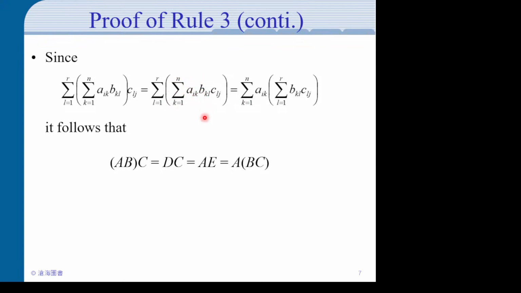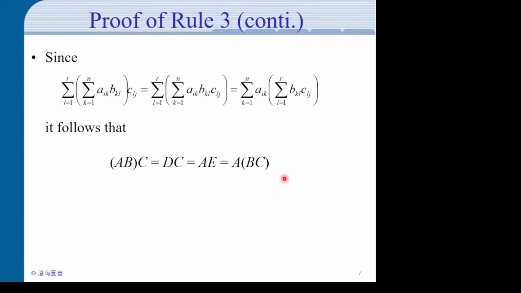Okay, so we do a lot of things here. The ordering of summation doesn't matter. Then you see A doesn't depend on r, so you can pull A out of the summation. So it's like this. And then that means that (AB)C equals A(BC). Yeah. Any questions about the proof?